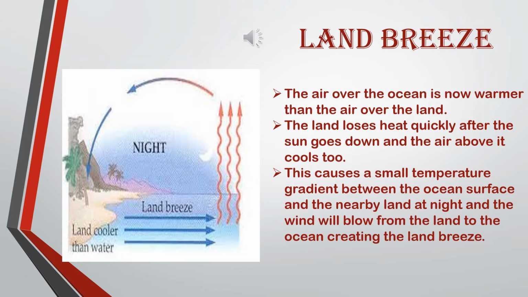The air over the ocean is now warmer than the air over the land. The land loses heat quickly after the sun goes down and the air above it cools too. This causes a small temperature gradient between the ocean surface and the nearby land at night, and the wind will blow from the land to the ocean, creating the land breeze. See the diagram? At night, land is cooler than water. So wind blows like this. It's an arrow diagram so that you can understand easily.